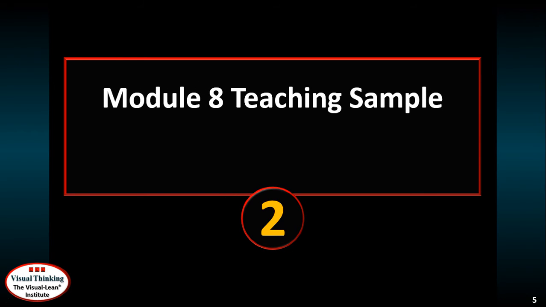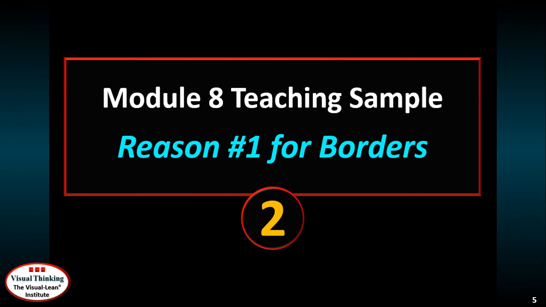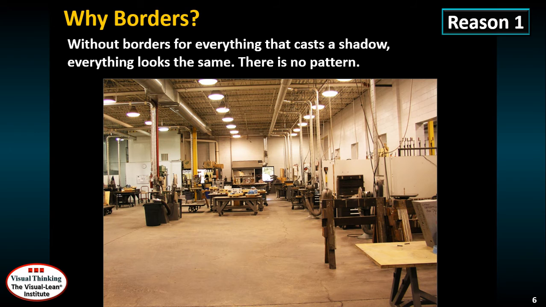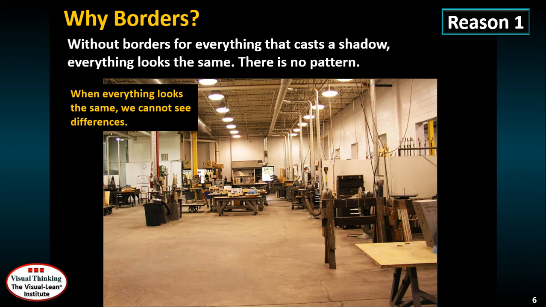Here's reason 1, which in the actual module is followed by a very interesting case study. Reason 1. Without borders for everything that casts a shadow, everything looks the same. There is no pattern. Look at this work area. Everything looks the same. And when everything looks the same, we cannot see differences. Nothing in this workspace is helping us understand anything. What to do, how to keep safe, where we are, nothing.